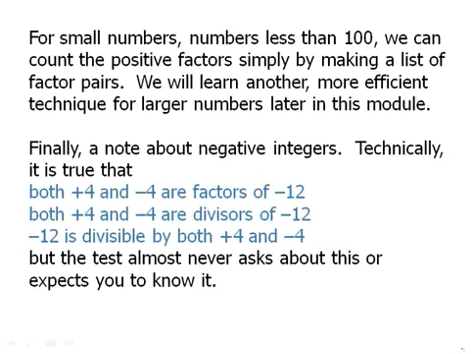Finally, a note about negative integers. I've been focusing mostly on positive integers here. Technically, it is true that both positive 4 and negative 4 are factors of negative 12. Both positive 4 and negative 4 are divisors of negative 12, and negative 12 is divisible by both positive 4 and negative 4.